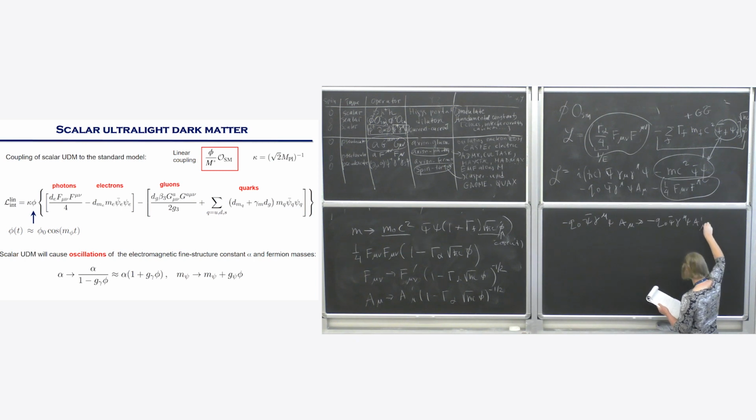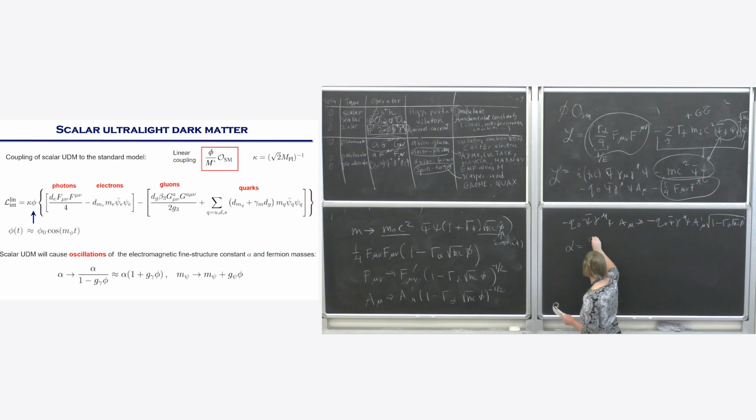A prime mu and the square root minus gamma alpha square root of h bar c phi. Okay, and what are we going to do with this? Well, we remember that alpha is q squared divided by h bar c. So this is our fine structure constant, and this is the electron elementary charge.